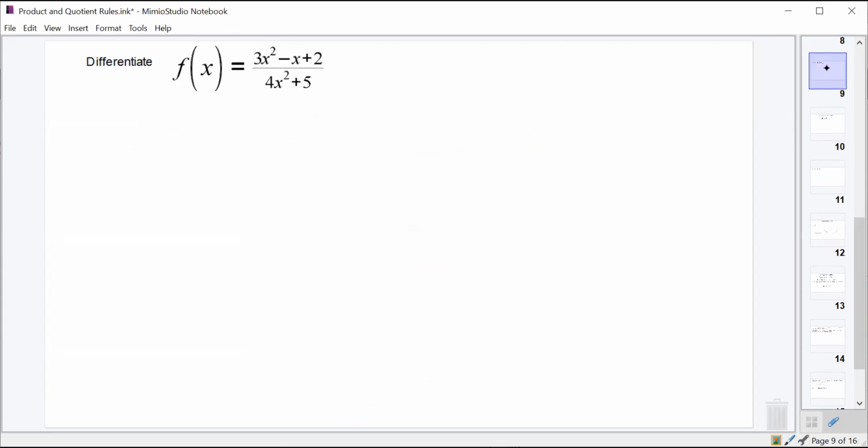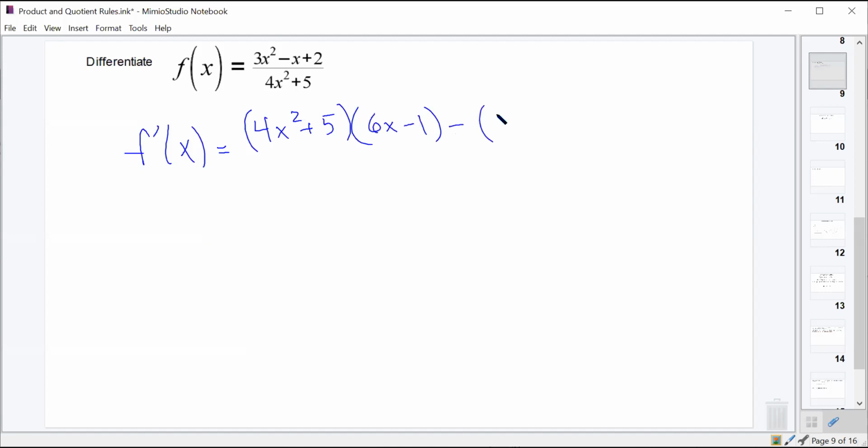All right, let's do another one. This is a quotient of two functions. And so all we have to do is use the quotient rule. So the derivative f prime of x ought to be, somebody tell me what's the first term I should have. Four x squared plus 5. Okay, that's a v, right, the denominator, times the derivative of the numerator, which should be 6x minus 1.